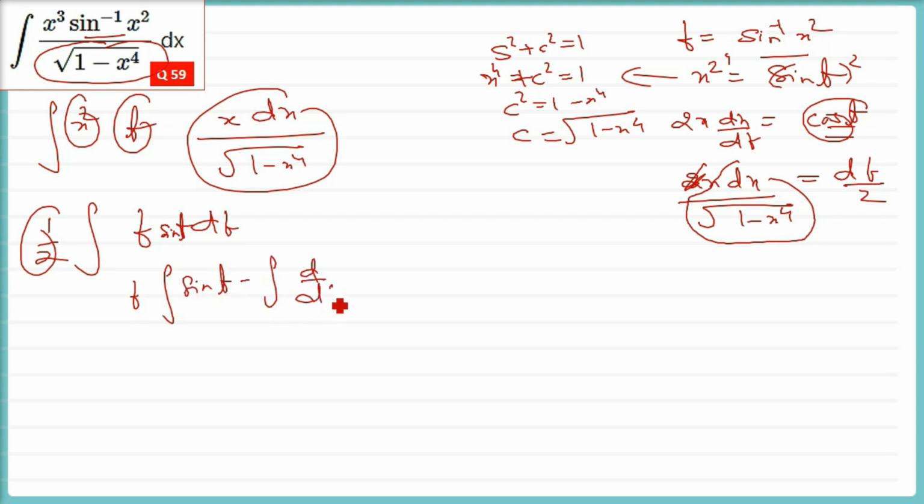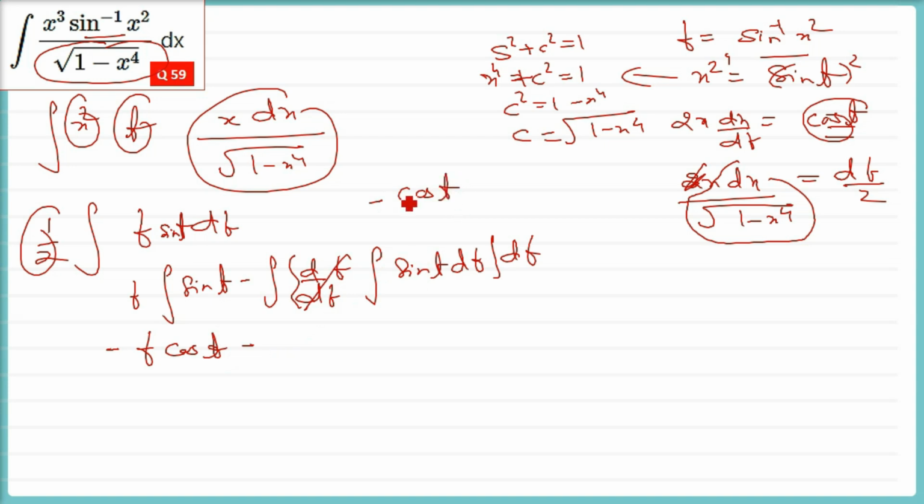So you are integrating t sin t: integration of sin t minus d by dt of t integration of sin t dt. So this is t, sin t integrates to negative cos t. D by dt of t will be 1, sin t will be negative cos t. You can just change the sign here, plus cos t, and cos t integration will be sin t plus c. Half is there, multiply everything with half.